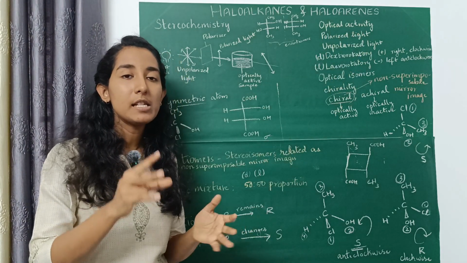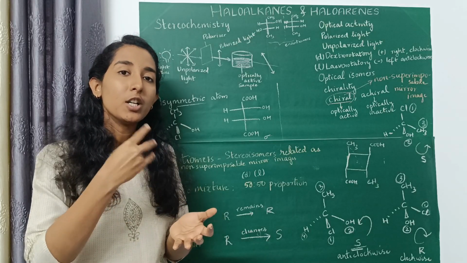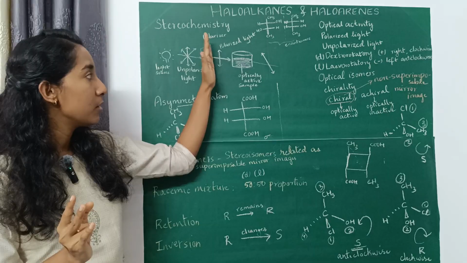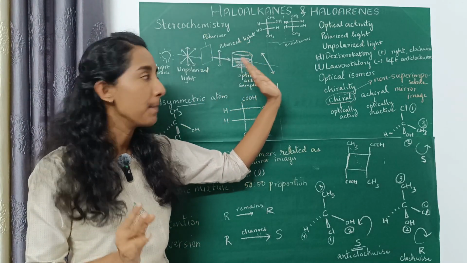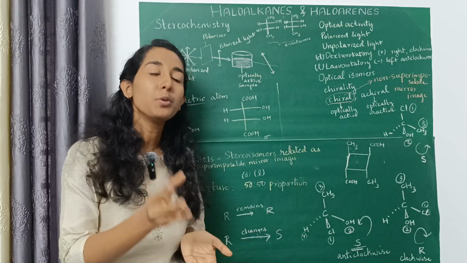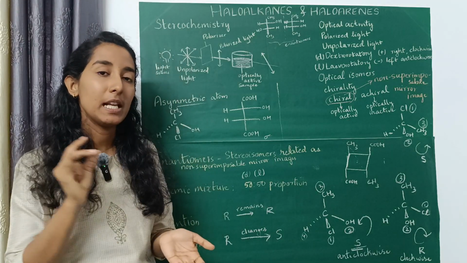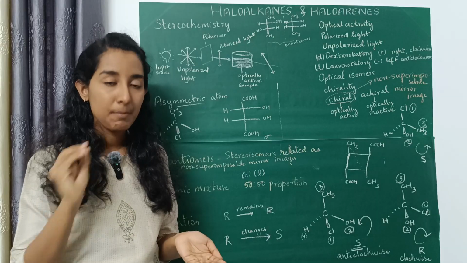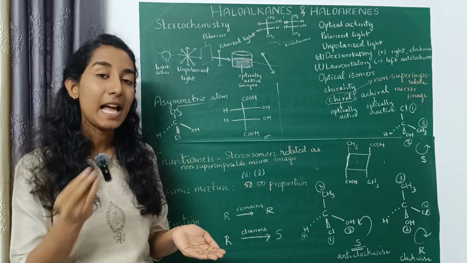Optical activity is a property of a compound to rotate the plane of polarized light. See here, it is rotating the plane of polarized light. So that is optical activity: the property of a compound to rotate the plane of polarized light. The molecules which exhibit this property, you call them optically active compounds.